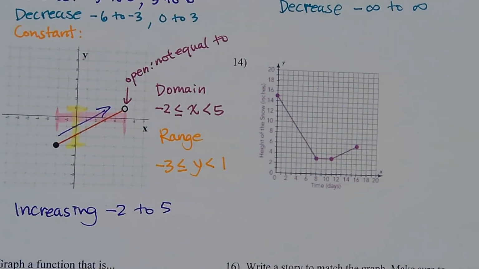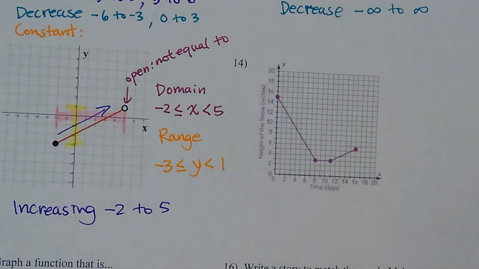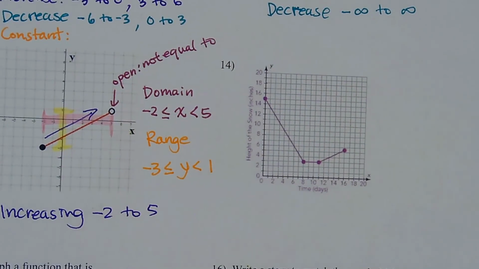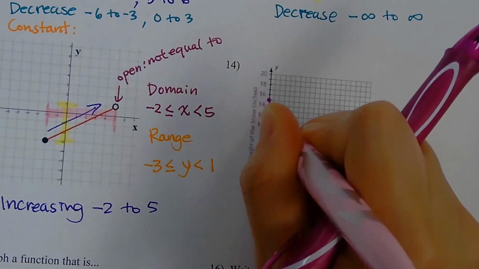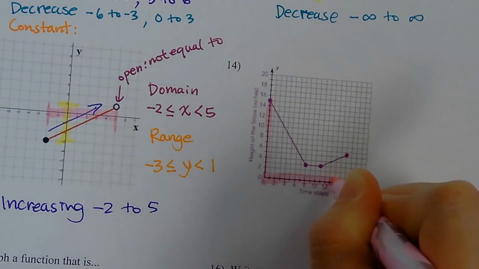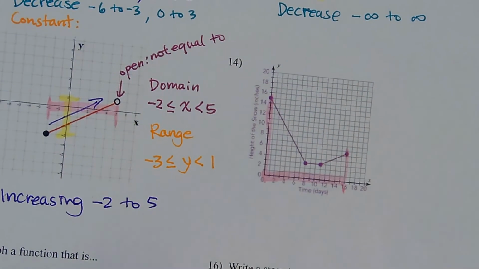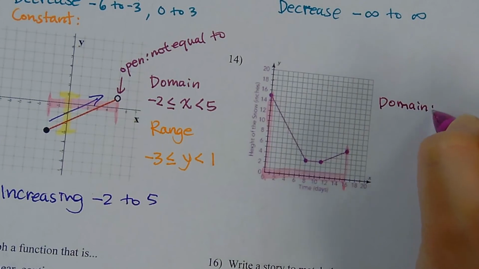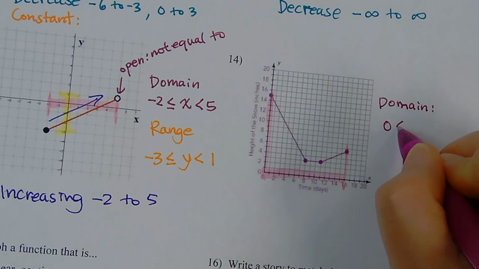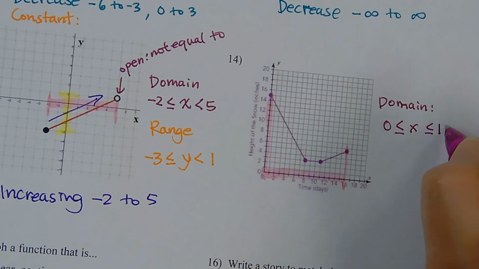All right, last one. Here we go. So we have the domain here. How far left does this go? All the way from 0, see the 0 right here, all the way to 16, from 0 to 16. So the domain is 0 less than or equal to x, which is less than or equal to 16.